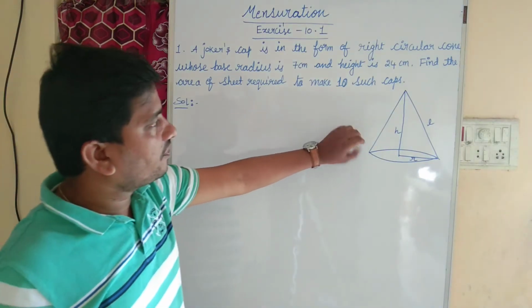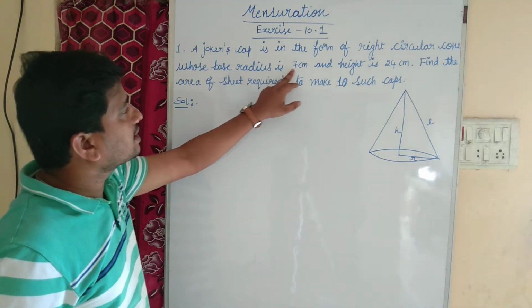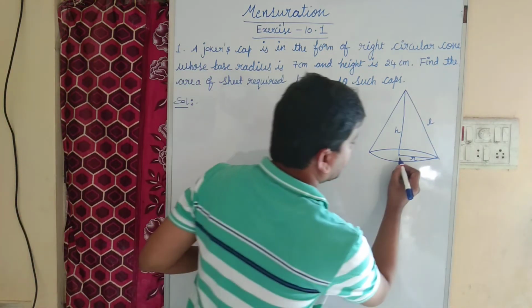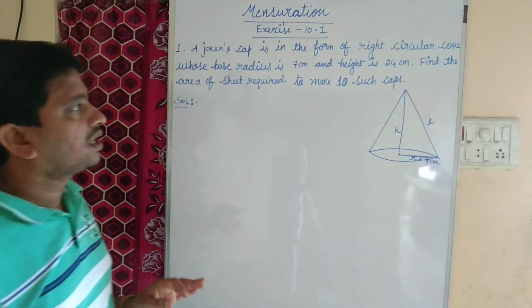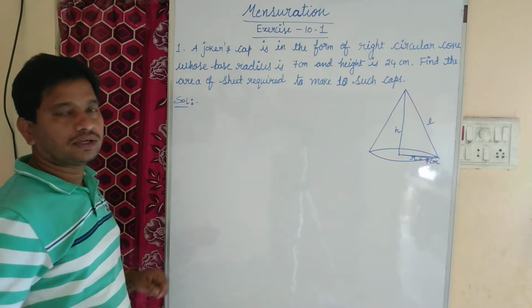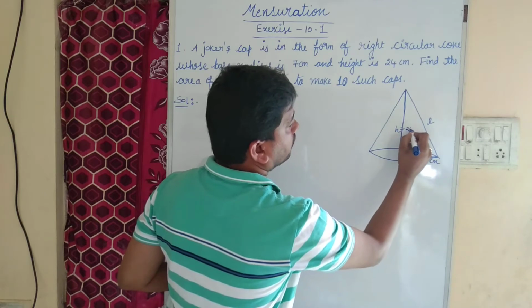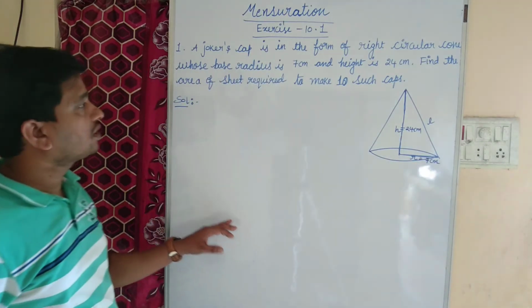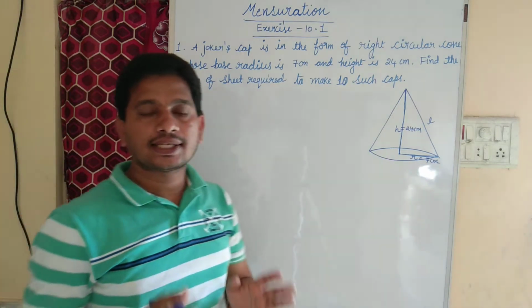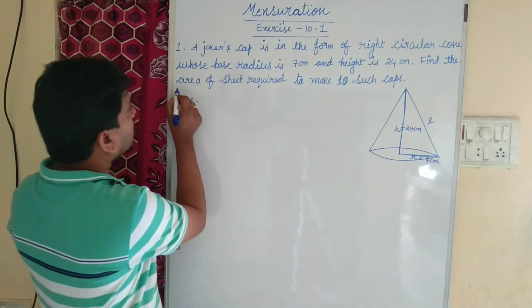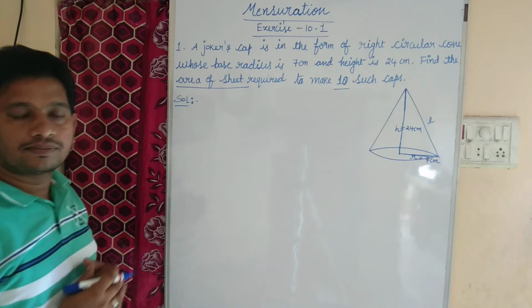So this is our joker cap, which is in the form of a right circular cone and whose base radius is 7 centimeter. So this is our radius, which is given as 7 centimeter, and height is 24 centimeter. So the height of the cone is 24 centimeter. Find the area of sheet required to make 10 such caps. So they are asking to find the area of sheet required to make 10 such caps.